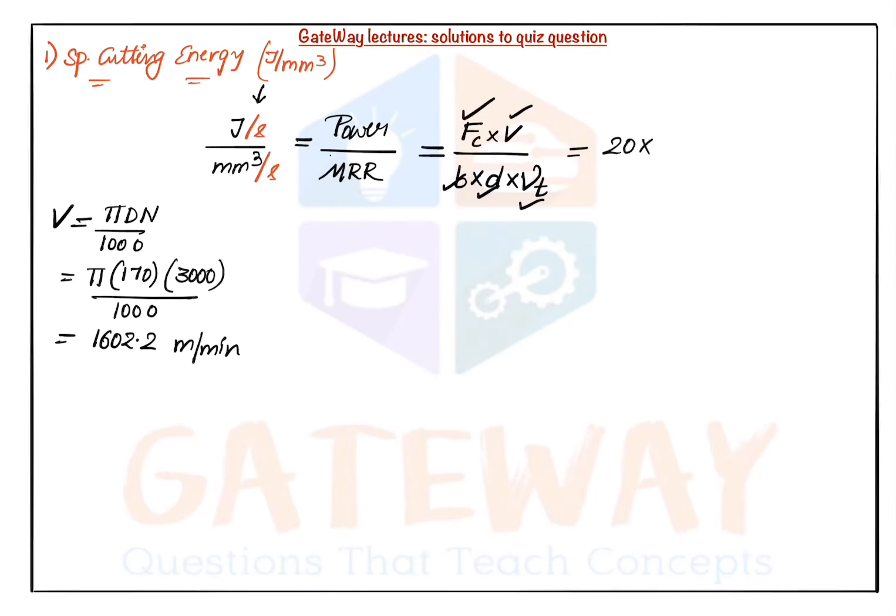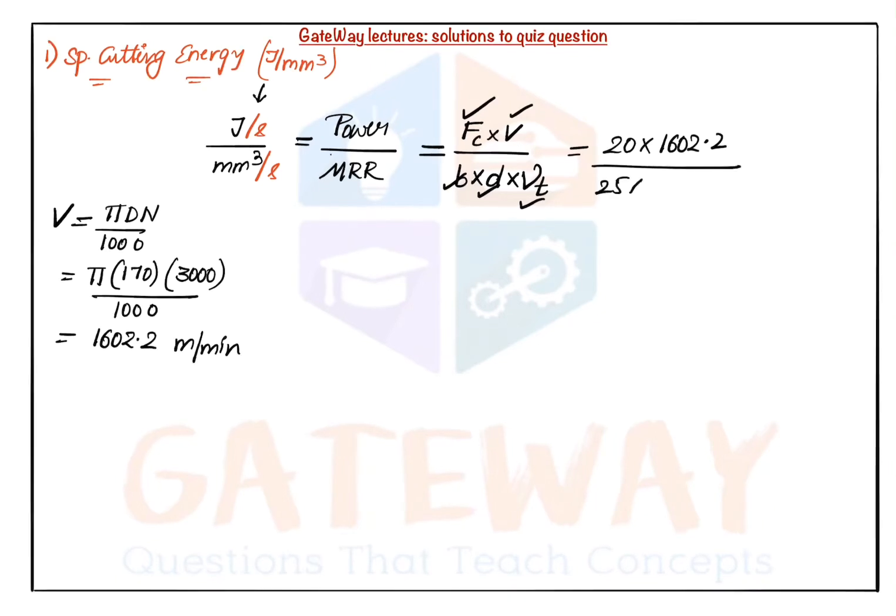So FC was given as 20 newtons into the cutting velocity is 1602.2 meter per minute upon B. The value of width was given as 25 mm into the depth of cut is 40 microns, nothing but 0.04 mm into VT, table feed is given as 1000 mm per minute. From this we will get the value of specific cutting energy as 32.045 joule per mm cube, and this is our answer for the first thing.